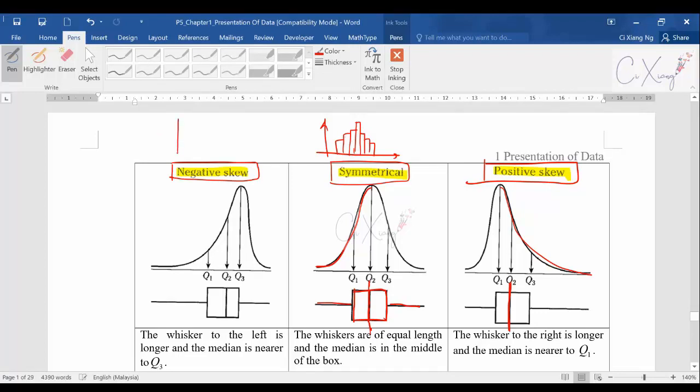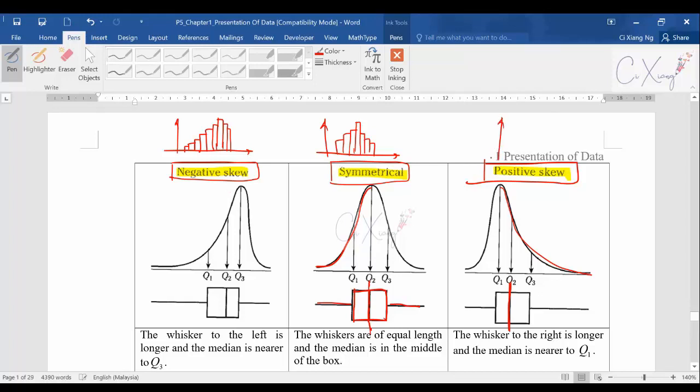If you have a negatively skewed distribution, then your histogram will look something like this. The highest bar will be more towards the right hand side, and on the left hand side you have more bars, which are the lower ones. So we call it negatively skewed.